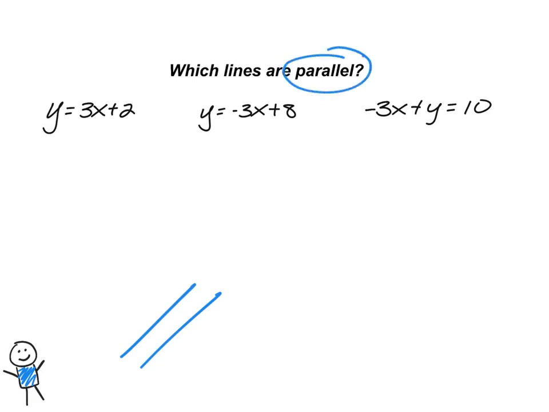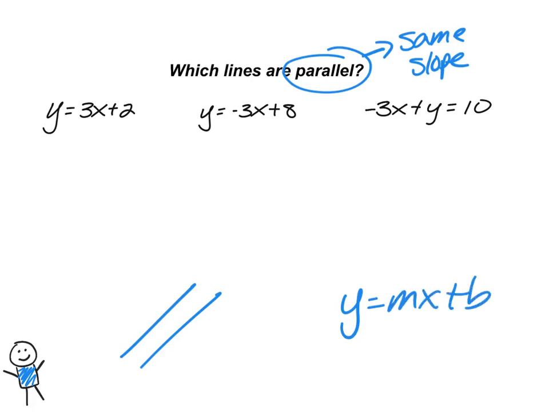Parallel lines will have the same slope or the same rate of change. They kind of have the same meaning. And recall that in a linear equation, y equals mx plus b, the m is what stood for the rate of change or the slope of the line. So you've got to look at all of the equations you're given and see if any of these have the exact same slope.